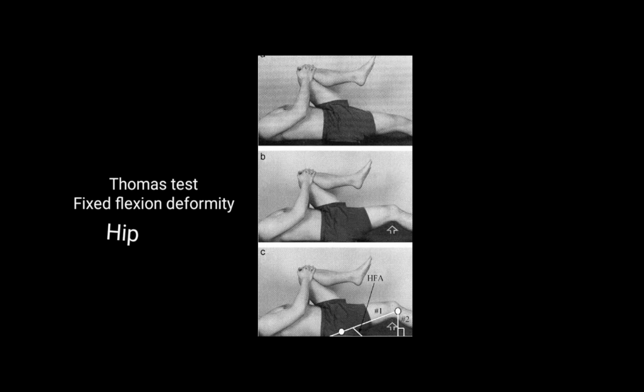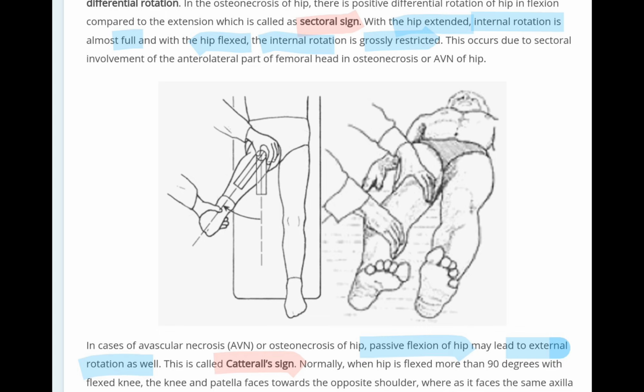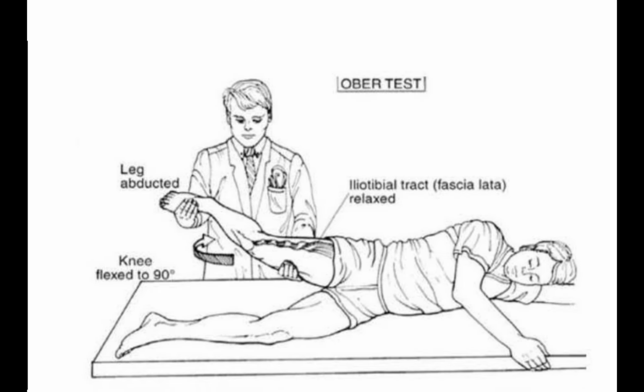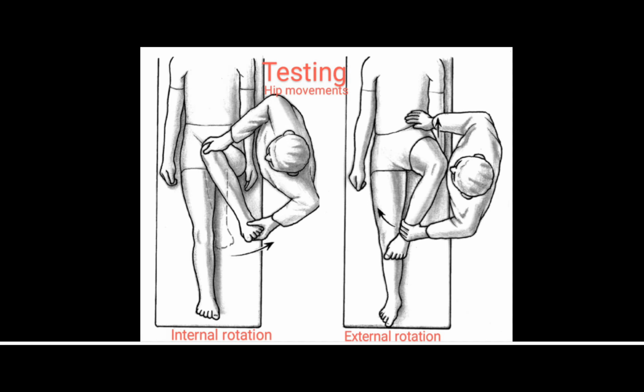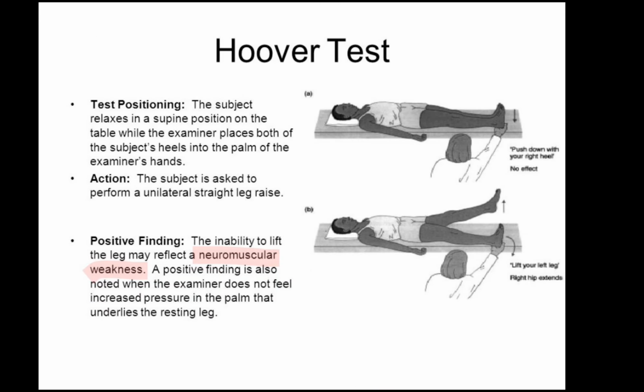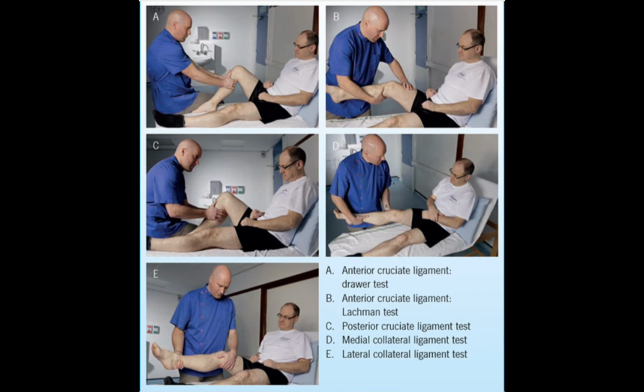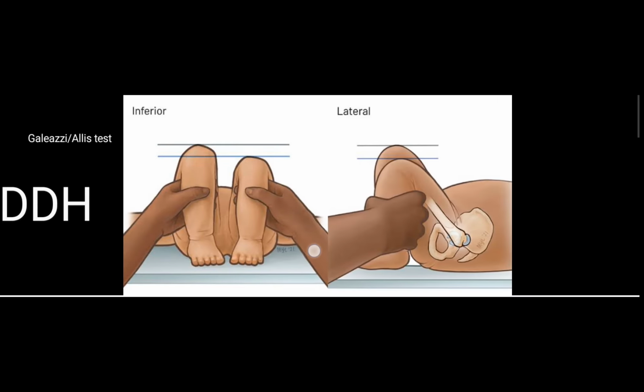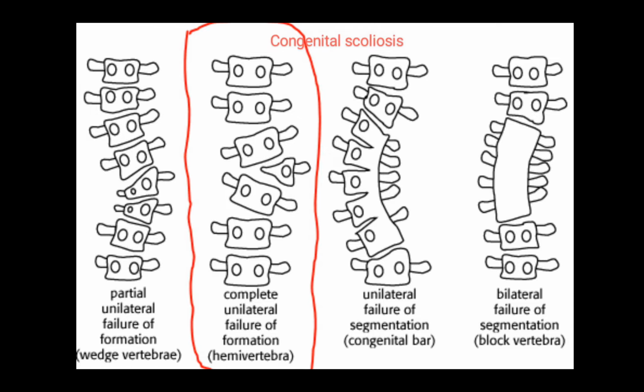Let's quickly revise the tests so that it is easy to revise them at the end. This is Thomas test for the fixed flexion deformity, Trethowan's sign and Catterall's sign for the avascular necrosis. Gaenslen's test for sacroiliac, pubic symphysis, hip joint pathologies, hip adduction abduction, Ober's for the iliotibial tract. Then internal rotation, external rotation, Hoover's for the neuromuscular weakness, drawer test, Lachman test, posterior and medial collateral ligament, Patrick test, Dial test, McMurray's test, Galeazzi's, Barlow's, and Ortolani's test.